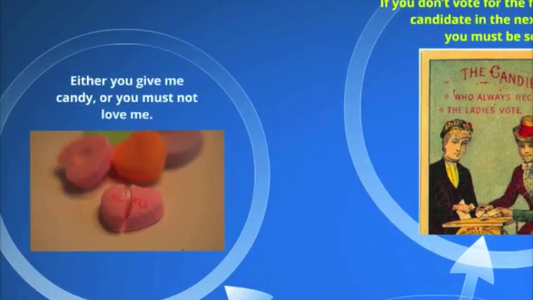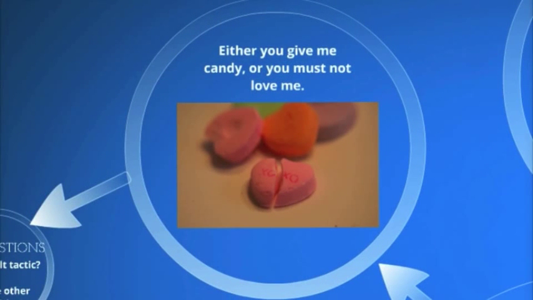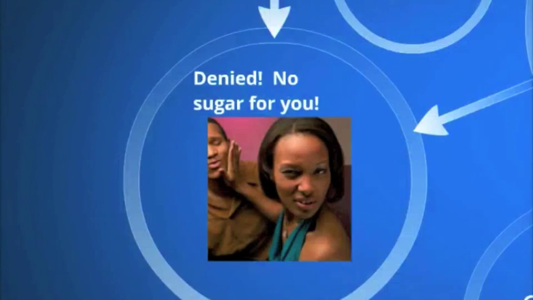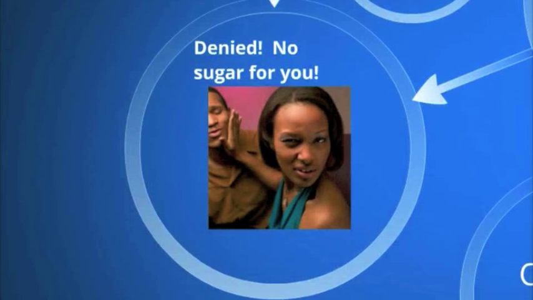Let's take a look at another example. Either you give me this candy, or you must not love me. Oftentimes, people will use the either-or fallacy as a guilt tactic. Isn't it possible that you are abstaining from buying the candy for your child because you love her and care about her health? Or perhaps you love your boyfriend dearly but simply cannot afford to be giving him sugar whenever he demands it.